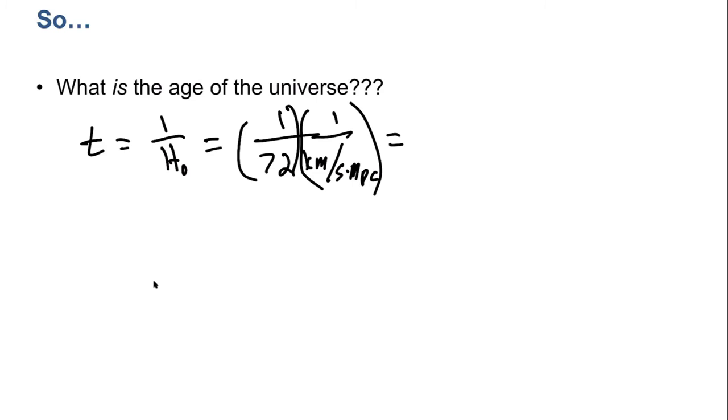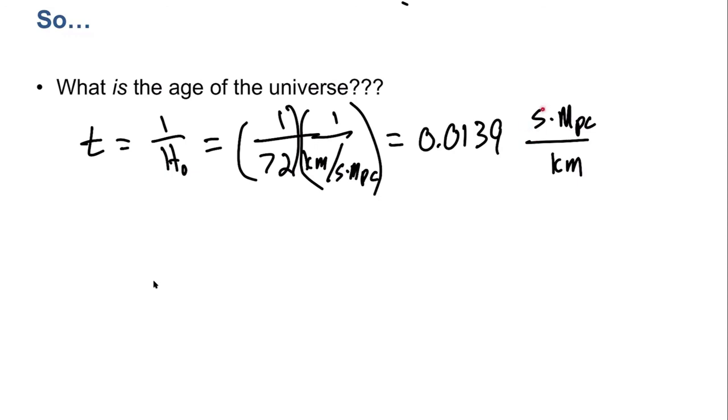1 over 72, I can just plug that into my calculator. It's 0.0139. But what are the units on that number? Again, it's kilometers per second per megaparsec, but it's the inverse of that. I have to take 1 over that. And so the units that are in the denominator move up to the numerator, and the kilometer stays in the denominator. The whole thing flips over, basically. And this becomes instead seconds times megaparsecs divided by kilometers. Well, that is a strange unit. But it is a unit of time, which is good.